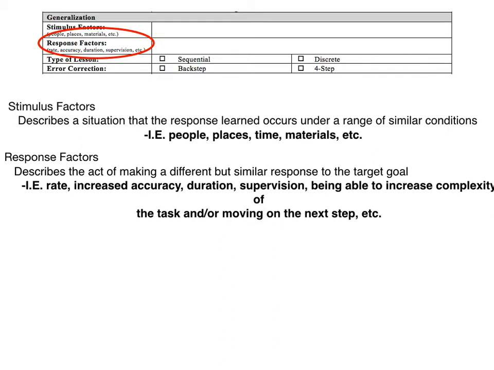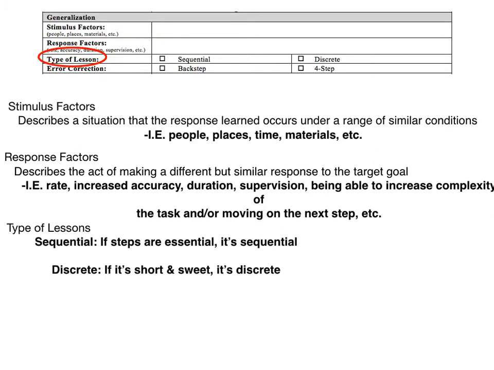Now we're going to look at types of lessons. Every lesson is either a sequential lesson or a discrete lesson. If steps are essential, it's sequential. Some examples could be brushing teeth, folding laundry, washing their face, things that typically follow a task analysis. The next type of lesson is a discrete lesson. If it's short and sweet, it's discrete. Examples of a discrete lesson would be comprehension questions, addition problems, identifying a name, etc.